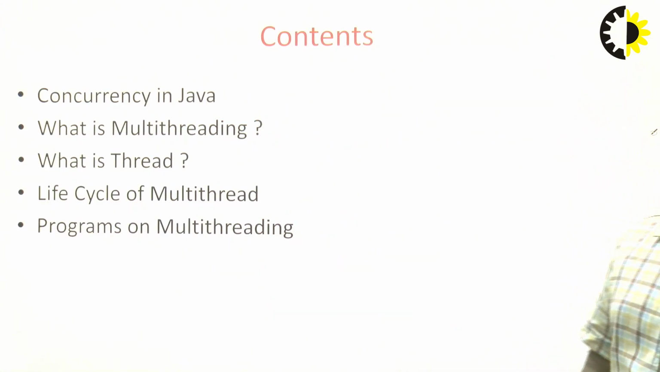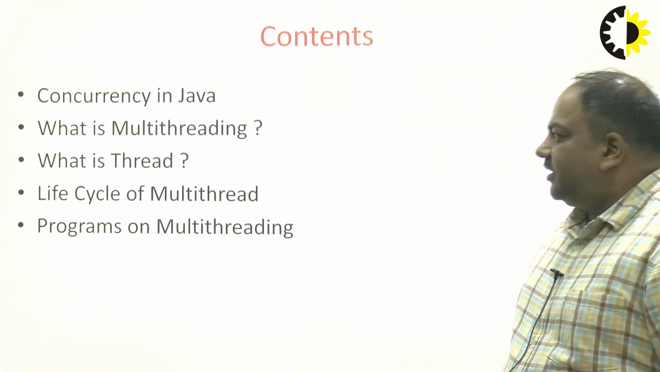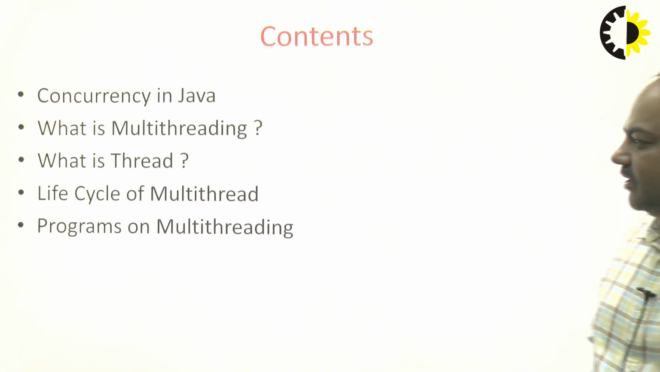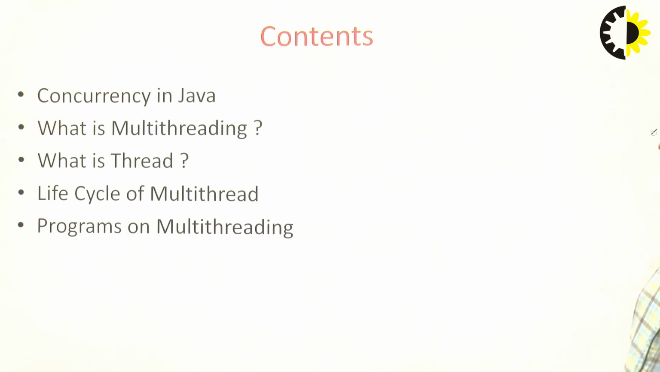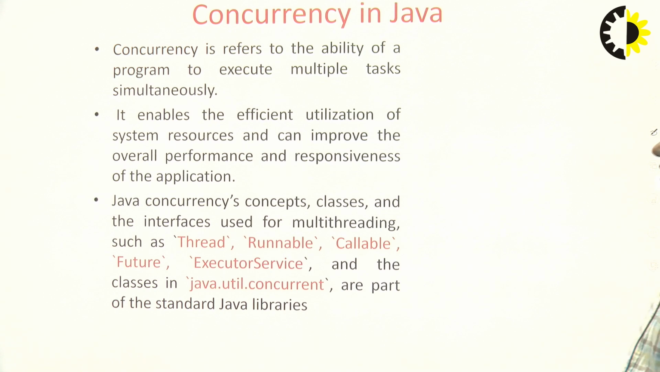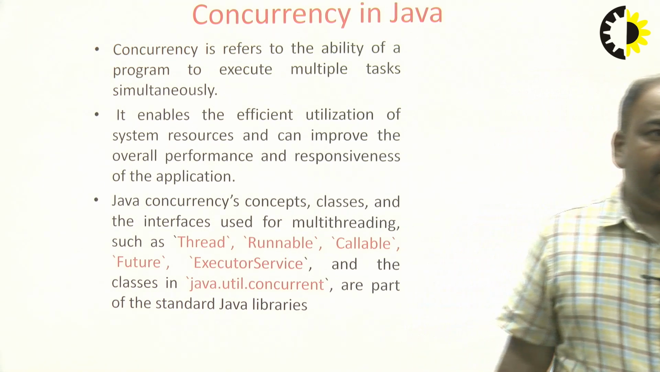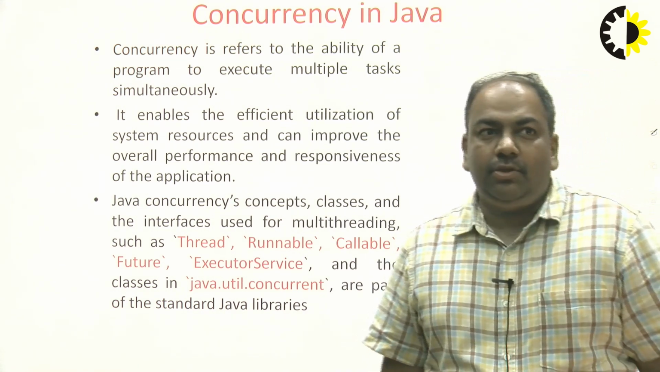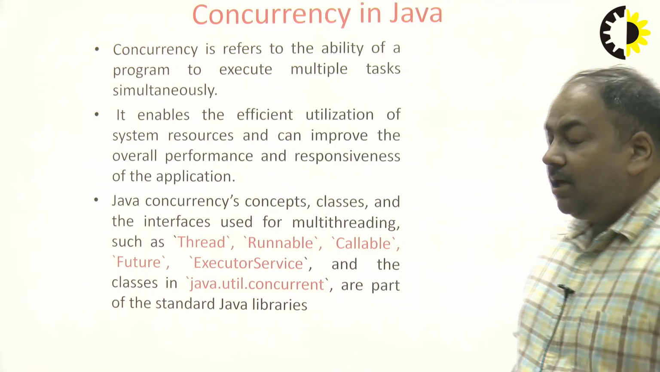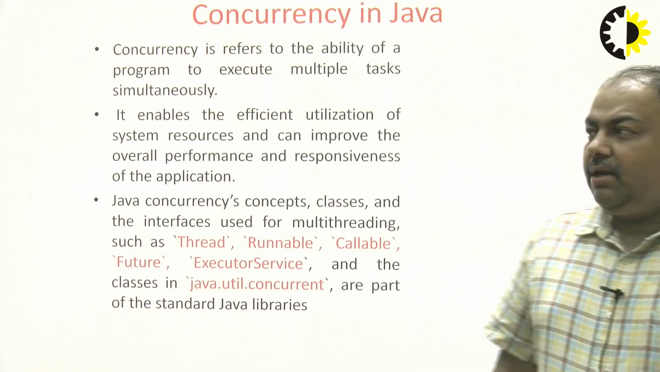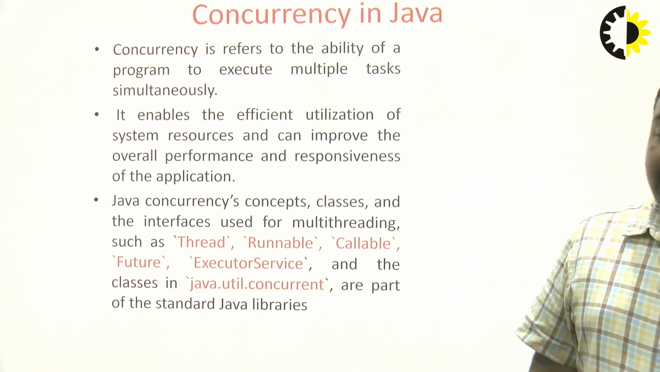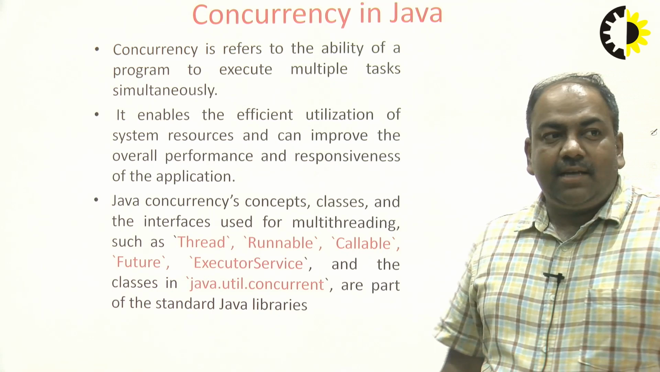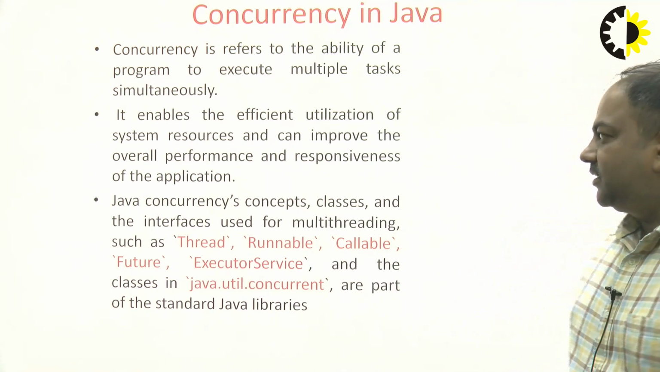The content consists of concurrency in Java, what is multithreading, what is a thread, life cycle of a thread, and programs on multithreading. Let me first start with concurrency in Java. What is concurrency? Concurrency refers to the ability of a program to execute multiple tasks simultaneously. But using Java, how will we execute multiple tasks simultaneously and utilize the maximum resources?